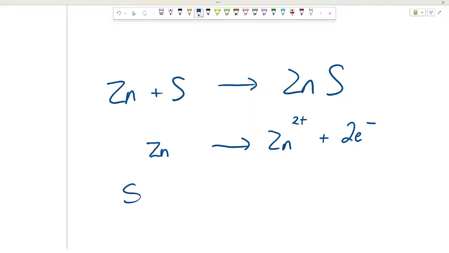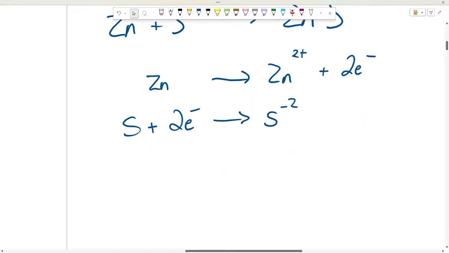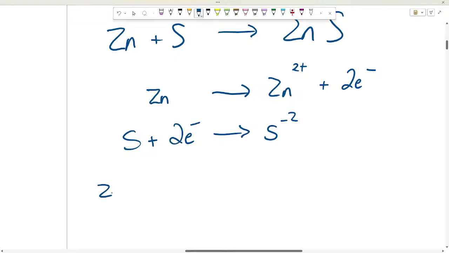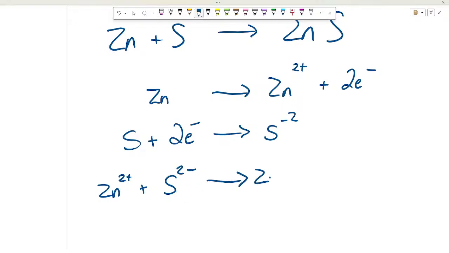And then what's sulfur doing in this reaction? Well, sulfur is actually taking electrons. How many? 2 of them. To form what? Well, sulfur with a 2- charge, right? And then what we can really say is that zinc with a 2+ charge plus sulfur with a 2- charge can give us zinc sulfide.